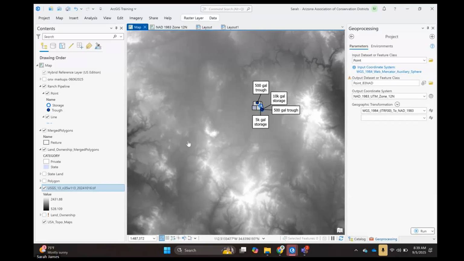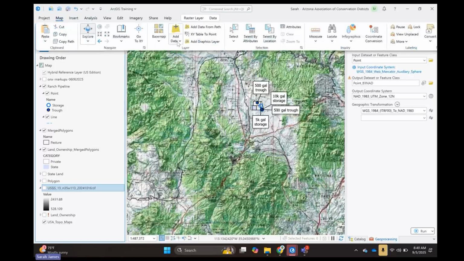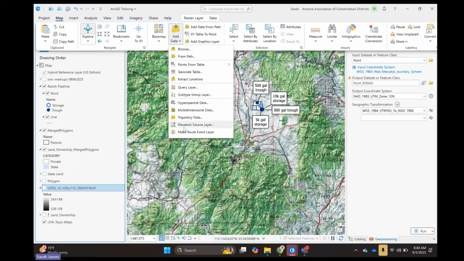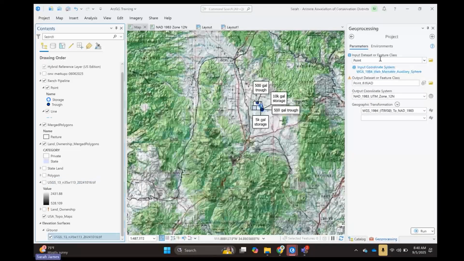So I pulled it in so you could see what they look like, but you don't have to have them be your elevation information. If you just go to map and hit add data, you can tell ArcGIS to use your elevation source layer, navigate to it again and hit OK. It's going to pop up this elevation surfaces, ground, and pull in that raster data set.